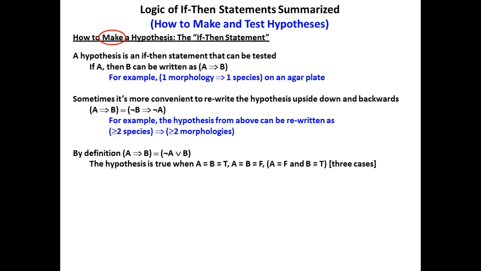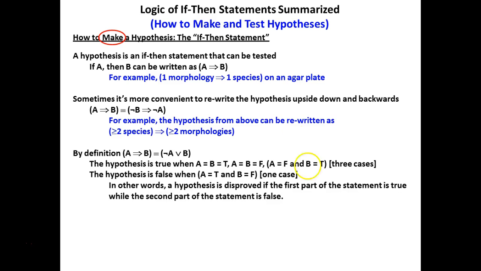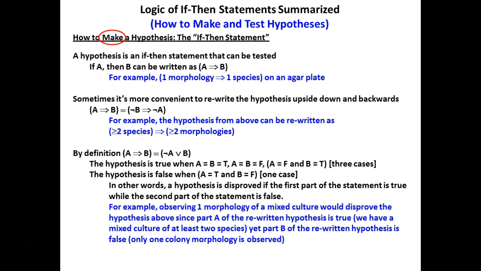We already know, and you'll experience as we go throughout the semester, we would disprove this hypothesis that 1 morphology equals 1 species, or that 2 species always are going to equal 2 different morphologies. We have a mixed culture of at least 2 species, but we only see 1 morphology, right? We can't accept either of these statements. Make sense to you guys?